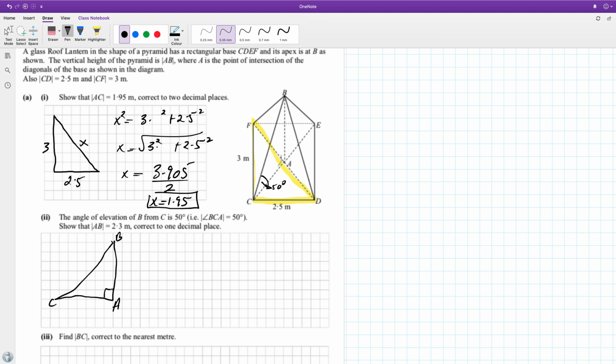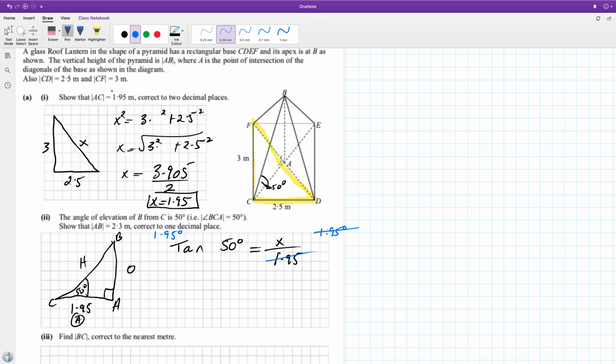Right, if that's a right angle, and we're told this over here is 50 degrees, do we know any of these measurements? We know A to C is 1.95. How are we going to get from A to B? If this is the angle, this is my opposite, this is my hypotenuse, and this is my adjacent. Which one are we going to use? Tan, exactly. Tan of 50 degrees is equal to the opposite, which is x, over the adjacent, which is 1.95. Multiply across by 1.95 to get it onto the bottom line.